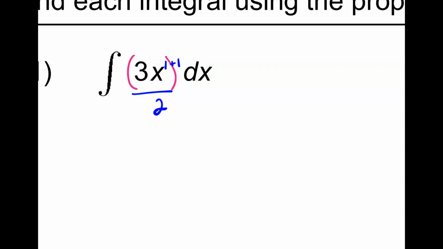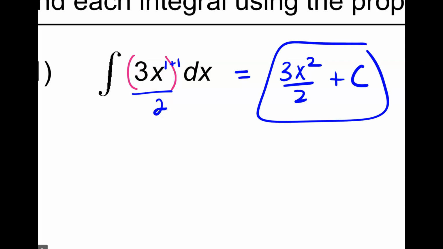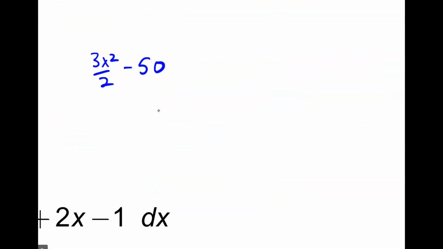Let's see, did I miss a negative sign? No, okay, I'm good. This is just 3x squared over 2. And then you have to tack on a plus c, because there are many, many functions whose derivative would be 3x. I could have 3x squared over 2 plus 1, or 3x squared over 2 minus 50. All of these, when you take the derivative, would be 3x. That's why we add the plus c, because we're not being specific. There's a whole family of functions that have the same derivative. So the box is the answer. Then we go to number 20.